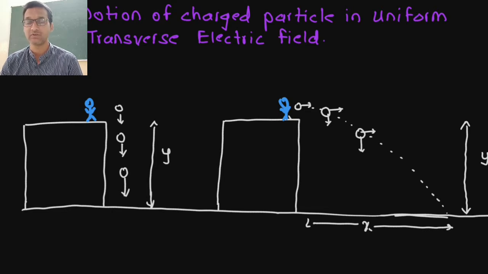In this class what we are going to see is motion in a direction perpendicular to the electric field. That means the electric field is perpendicular and the charge is moving perpendicular to the electric field, and we are going to derive equations for such type of motion.